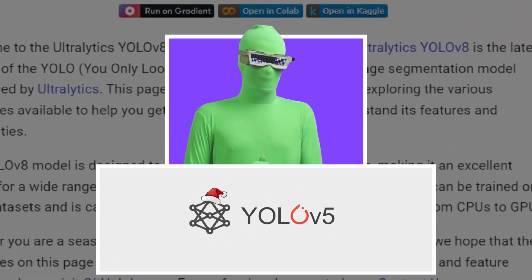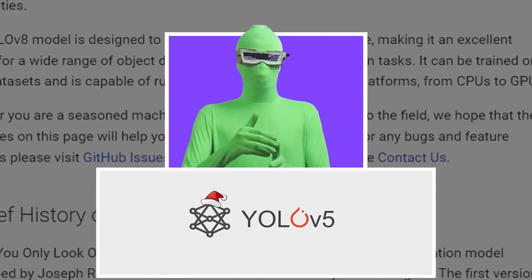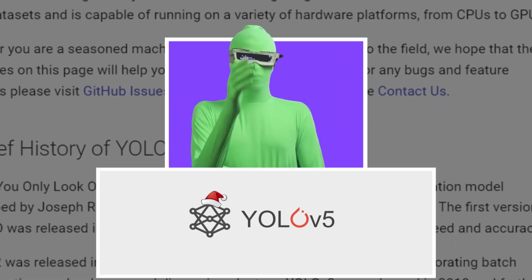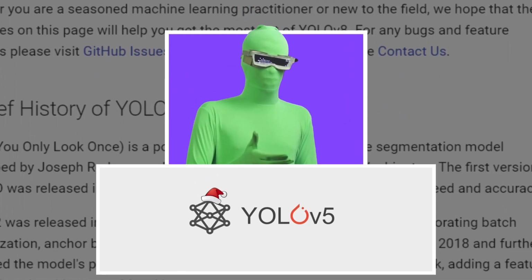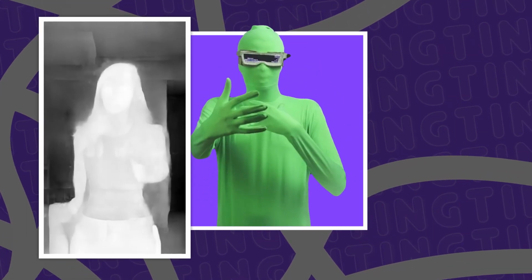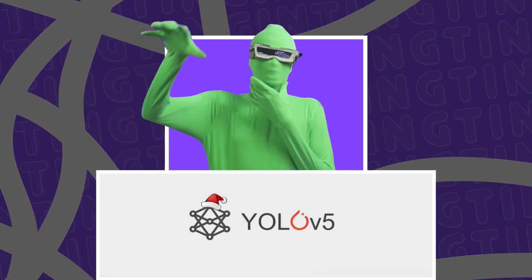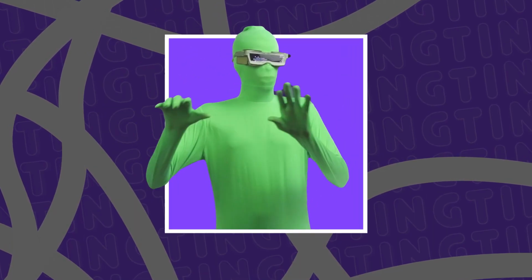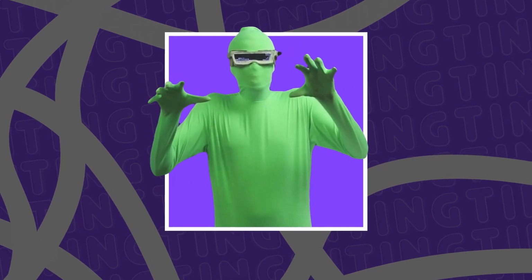YOLO is an object detection algorithm that divides images into a grid system where each cell of the grid is responsible for detecting images within itself, or at least that's what they say on their website. Instead of using depth to detect people, you can use YOLO to detect people by detecting people. So it doesn't detect depth, it just detects actual people in the image.